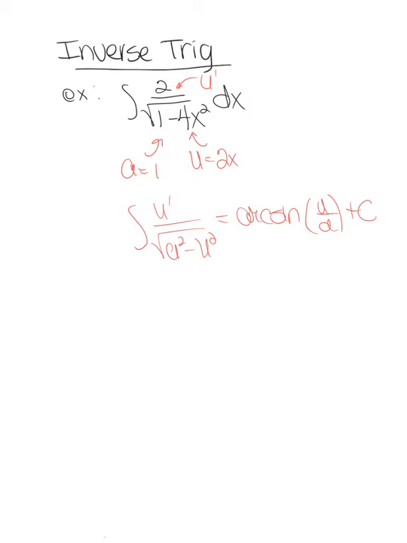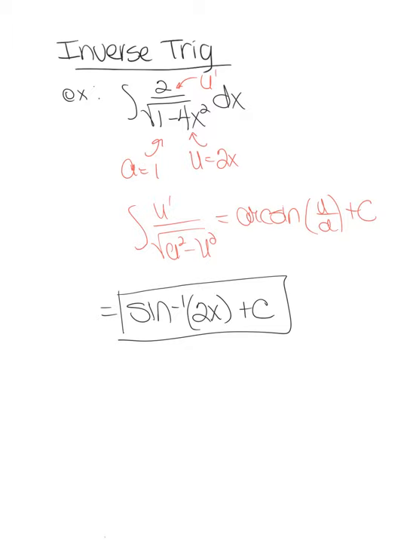So in our case, we simply need to come over here and put in the pieces. This is going to give us the inverse sine of our u, which is 2x, over our a, which is simply 1, all plus c. So a very simple case of using inverse trig forms. Let's try one more here, and it's going to be a much more complicated case because if you remember, there were lots of tricks that we could do.